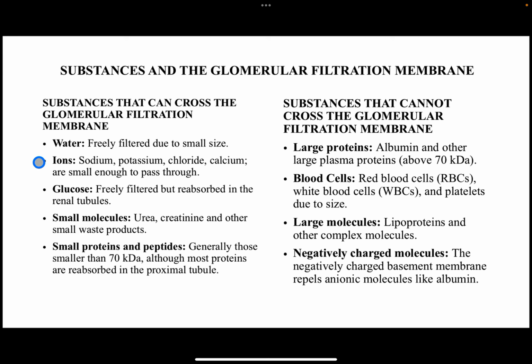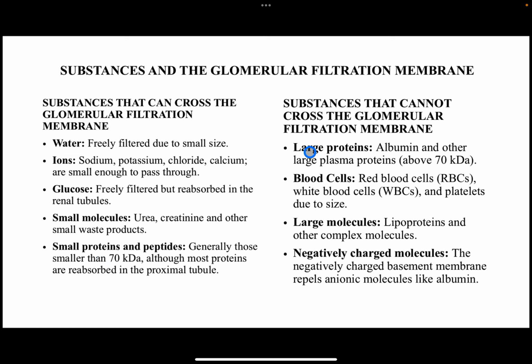These are all substances that can cross the glomerular filtration membrane: water, ions, glucose, small molecules, and small proteins and peptides.